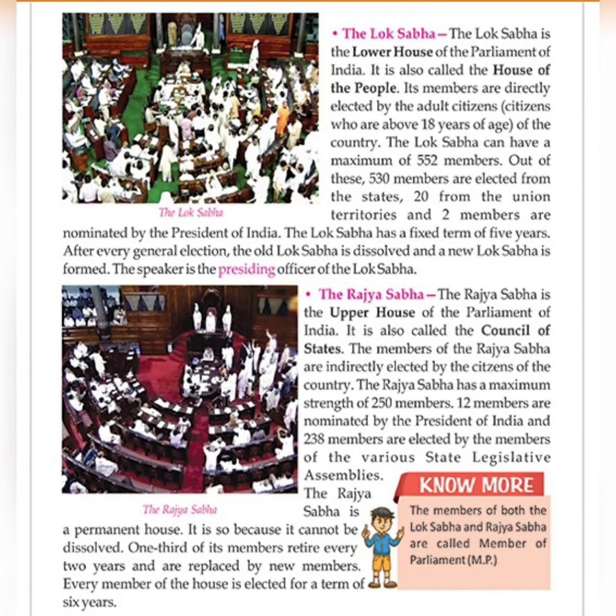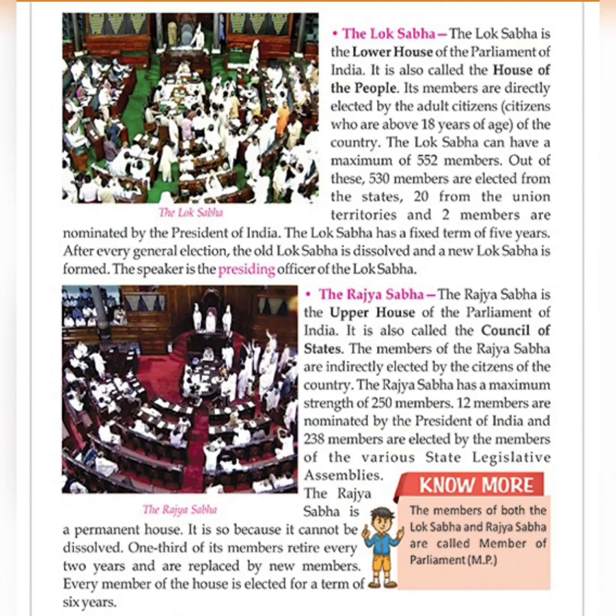Second is the Rajya Sabha. The Rajya Sabha is the upper house of the Parliament of India. It is also called the Council of States. The members of the Rajya Sabha are indirectly elected. It has a maximum strength of 250 members. 12 members are nominated by the President of India and 238 members are elected by the members of the various state legislative assemblies.